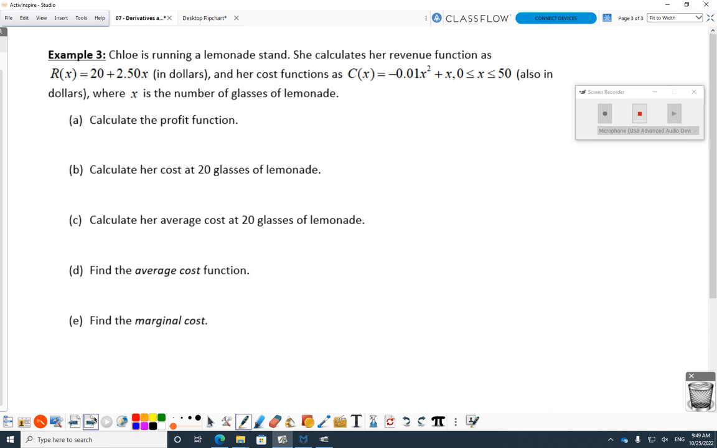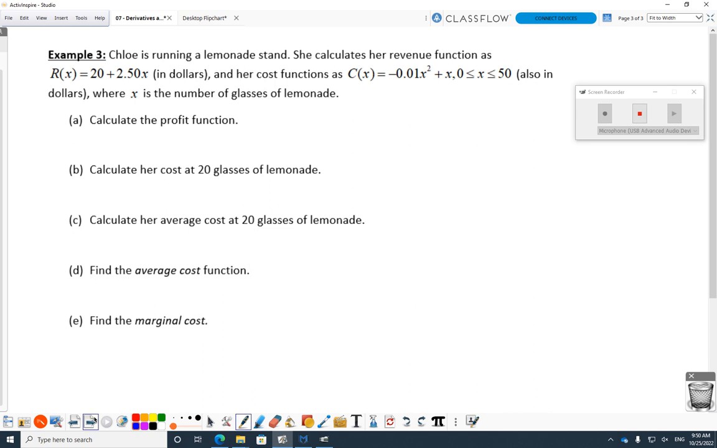Her cost function is really complicated. C at X equals negative 0.01X squared plus X. Where does this come from? Well, there's a lot going on with cost. This isn't accurate, by the way. I'm just trying to make it sound sort of accurate. She had to buy her jug, and she's going to have to buy ice every so often, but not very often. She might have to buy some more lemonade. We might have to rush back to Zoe's and get her another can. So this is a very weird cost function, but this is how much she's going to have to pay out, where X is the number of glasses of lemonade.